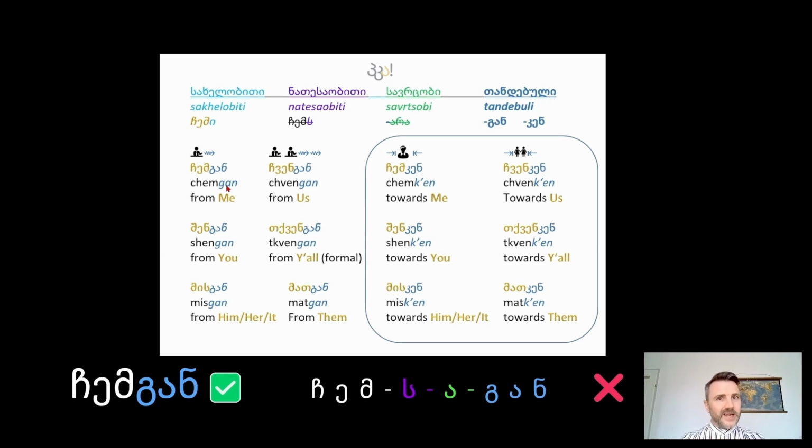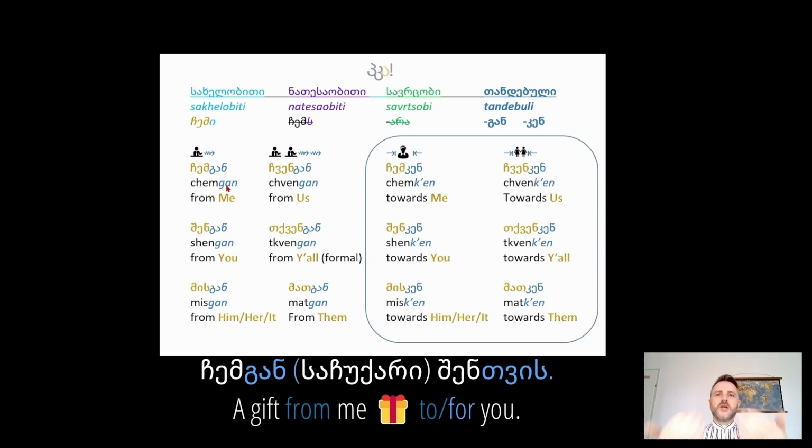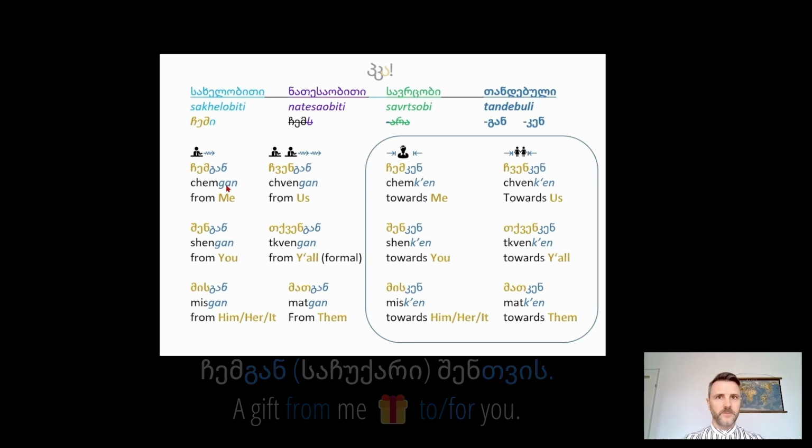Pronoun, tandebuli ending, that's all you need. Just remember that they have a clear definition of meaning. One does not exclude the other. They don't always complement each other. But to some extent, for example, chemgan shentvis, from me to you, that does have some logical ending because that is the destination. You will eventually be the owner.